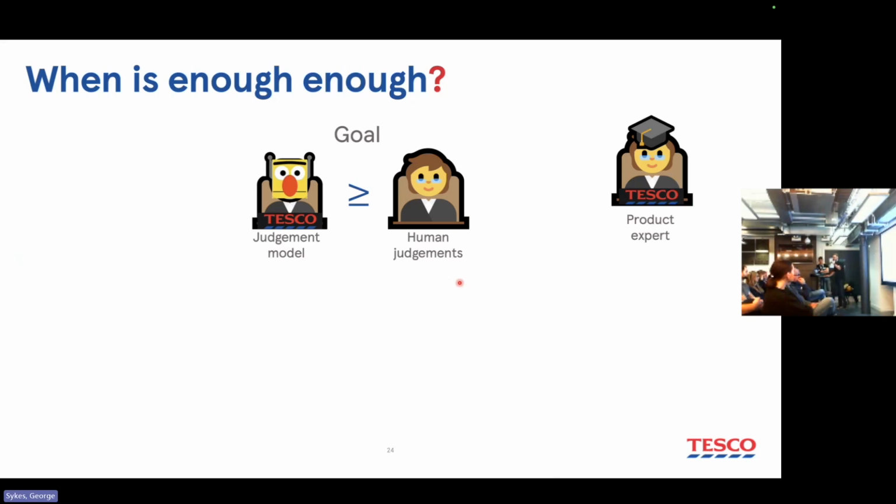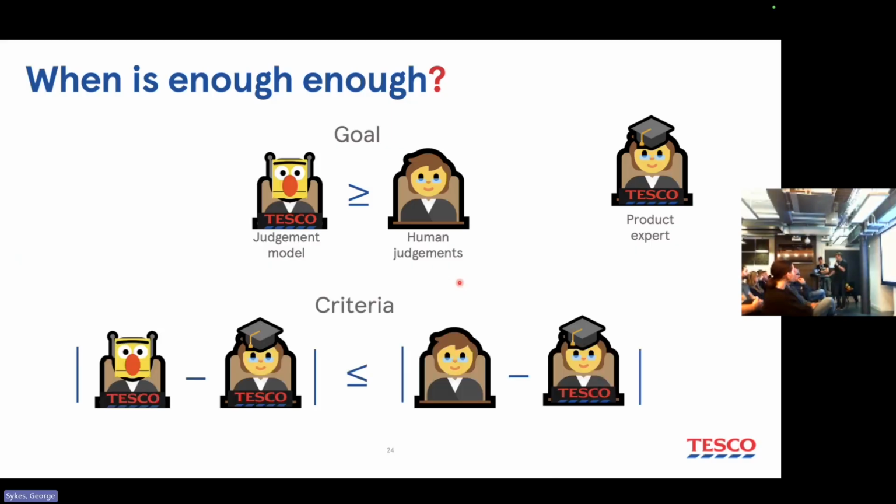And for us, that's just about having a judgment model that's at least as good as the human judgments we've had in the past. Those human judgments don't scale well. So if we can achieve the same level of accuracy, but with the scalability, then that's obviously a positive position to be in. And for that, we need to compare to the expert judgments, the golden data set that we've curated. And the criteria there is just that if we take the absolute difference of our judgment models and the golden data set and compare it to the absolute difference between the human judgments and the golden data set, then we'll be able to measure the performance difference.